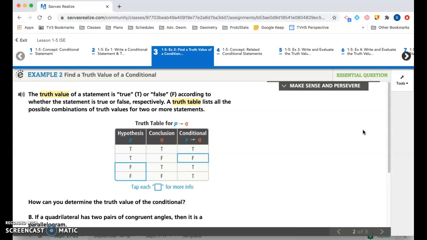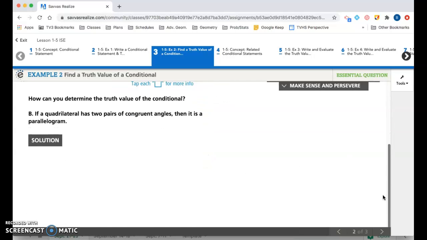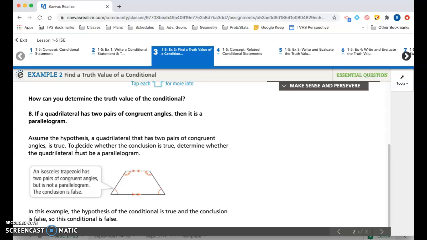Now here's another one that says, if a quadrilateral has 2 pairs of congruent angles, then it is a parallelogram. So the question would be, is it ever possible for a quadrilateral to have 2 pairs of congruent angles and not be a parallelogram? And in this case, the answer is yes, it is possible. It's called an isosceles trapezoid.